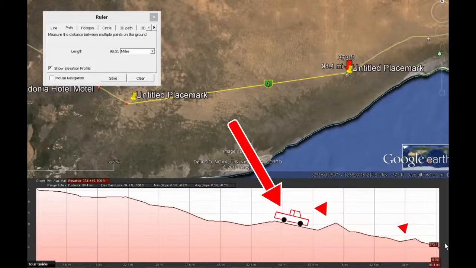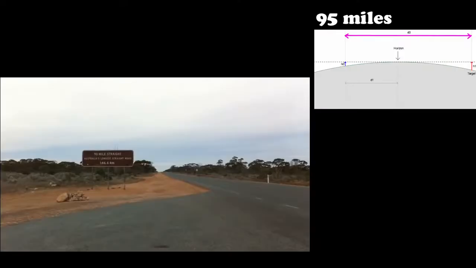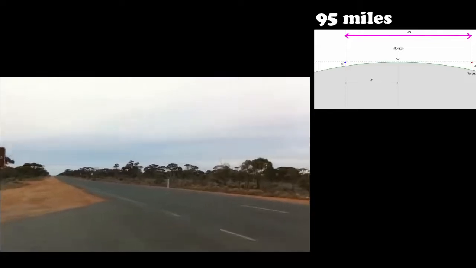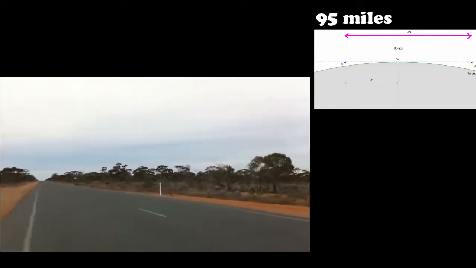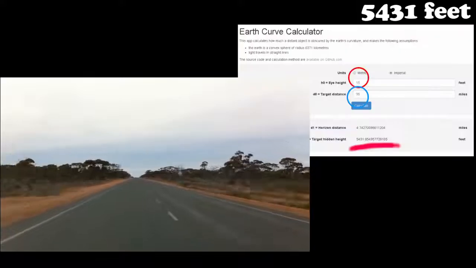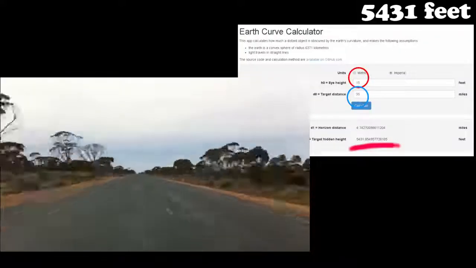Let's take a ride. We're starting off in Balladonia. Let's have some fun. Okay, so we're traveling 95 miles is what we'll have as our distance here. And we're starting again in Balladonia, heading to Caiguna.